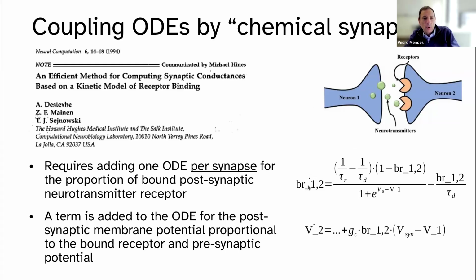describes the proportion of bound receptor here on the postsynaptic neuron.